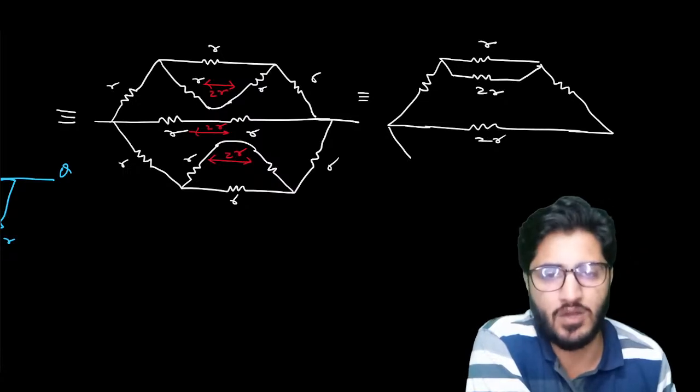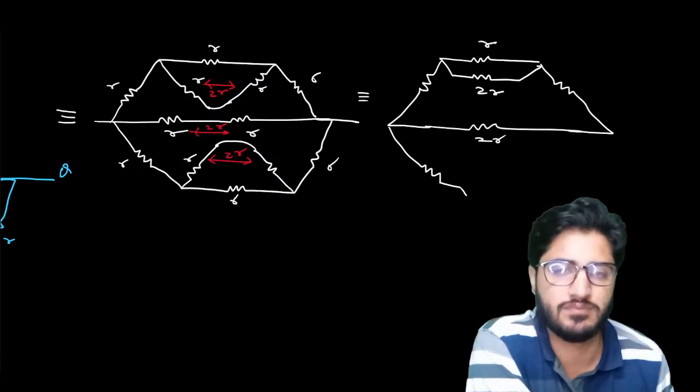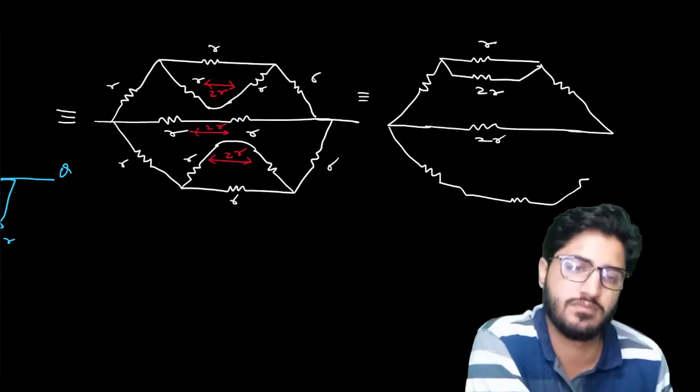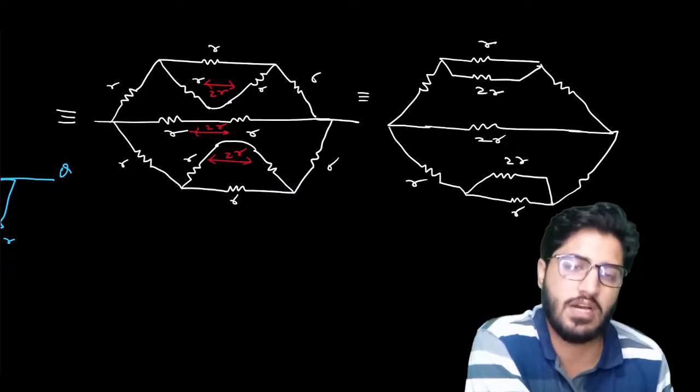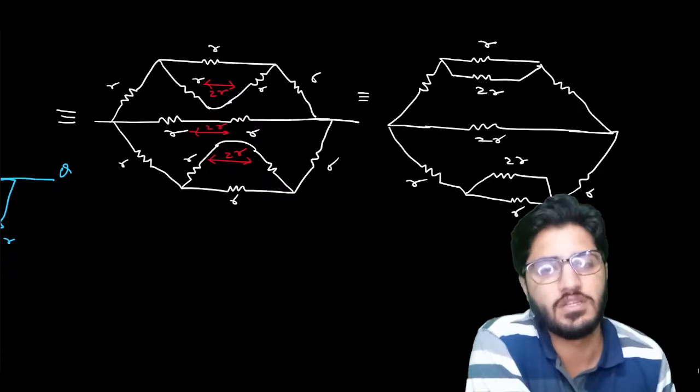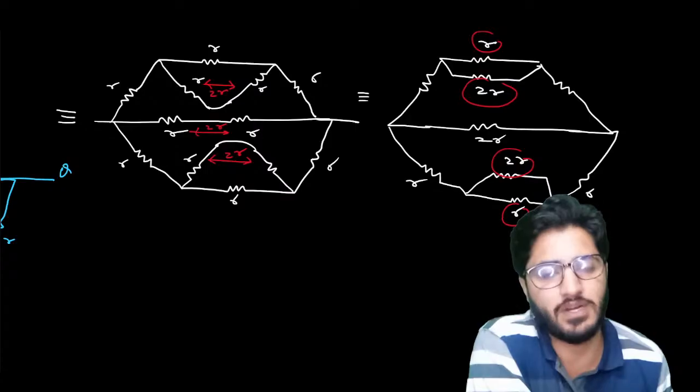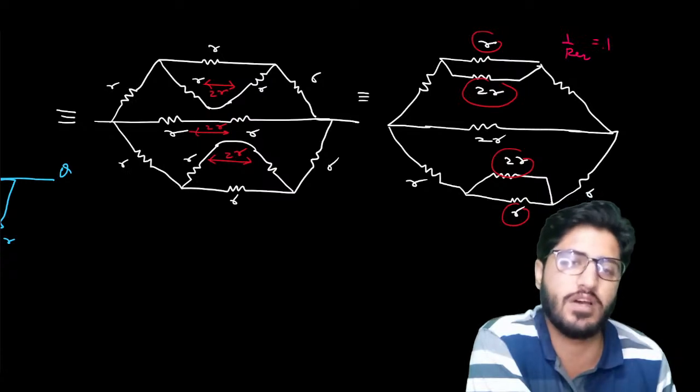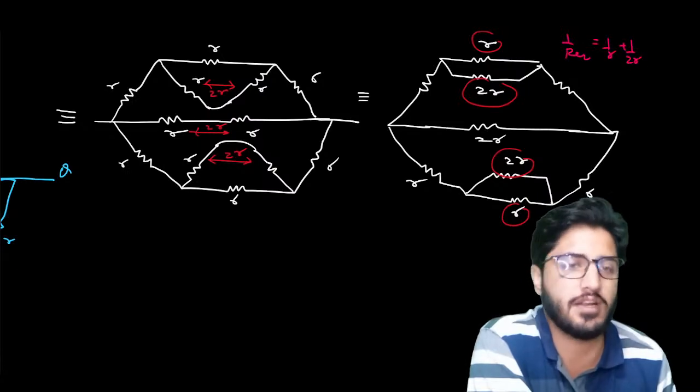And same we have in downwards. 2R, R and R. And you can see this 2R and this R is parallel. So what is R equivalent of R and 2R? So if you want to get it now, look. So I will write 1 by R equivalent is 1 by R plus 1 by 2R.